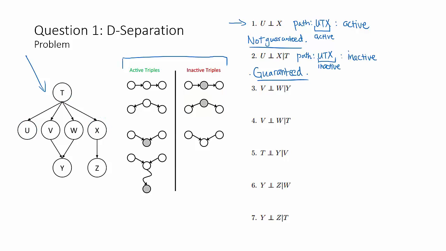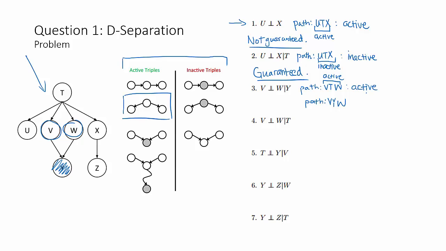The third query asks us, are v and w conditionally independent given y? Let's first shade our evidence variable y, and let's look at all undirected acyclic paths between v and w. There are only two paths here. The first path is v-t-w, and the second path is v-y-w. Let's look at the first path first. For the path v-t-w, there's only one triple here, and let's look at what this triple is. V-t-w is a common cause triple with the middle node unobserved, and so it's an active triple. Since all triples along this path are active, this whole path is active.